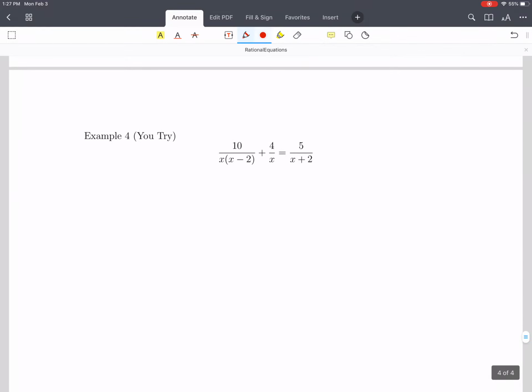So here's one more example, and you should try. So you can pause the video and try, and then you can watch the solution that I come up with.